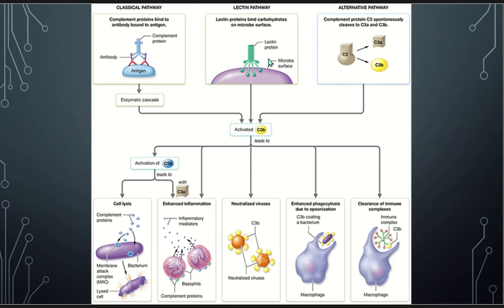So that's going to take a little bit of time for our cells to be able to activate our adaptive immune system. So basically our lectin pathway and our alternative pathway are different means of buying this one a little bit more time.